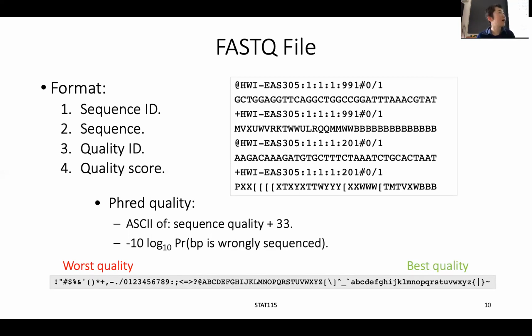What's the range of the incorrect probability? Is the worst quality like 99% wrong, and the best quality like 10 to the minus 33 or something? Yeah, something like that. Another question. Does that mean the best quality would be like a lowercase z? Yeah, it will be on the other side. But really 10 to the minus 33 is a ridiculously small number. So you can see most of the time, even if you're here, it's pretty good already.